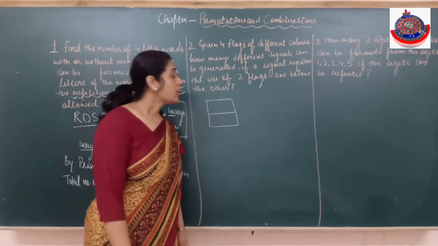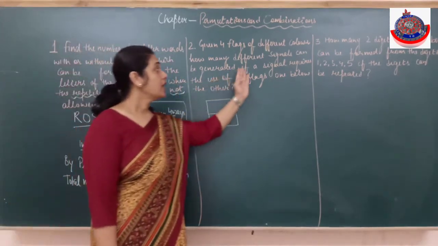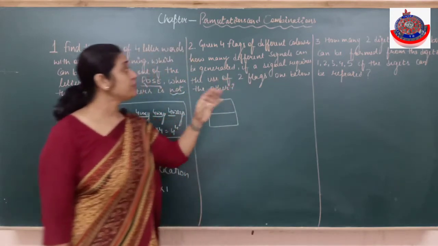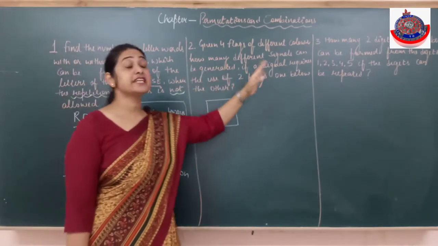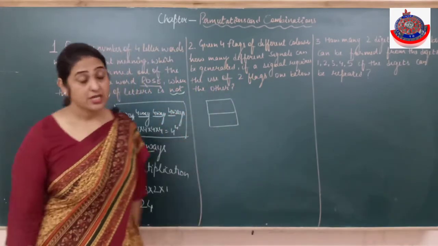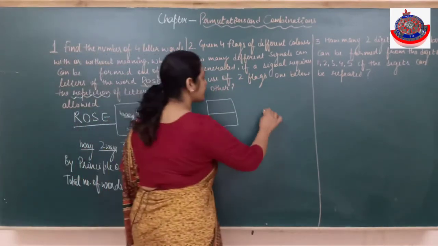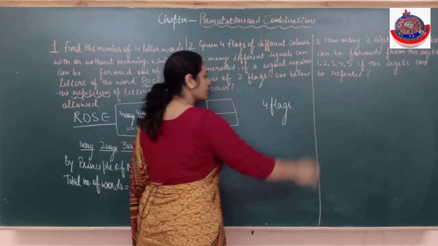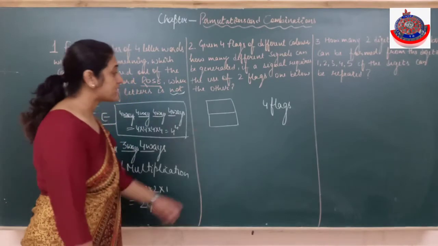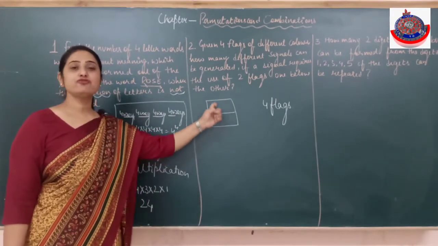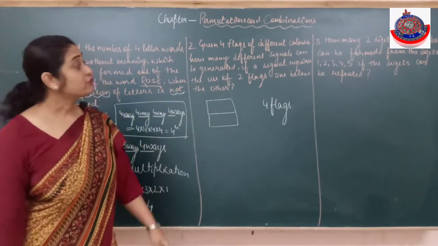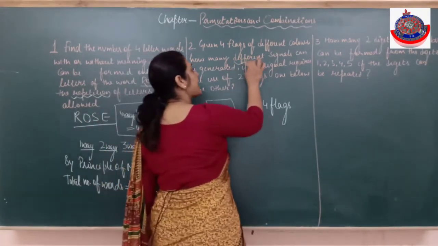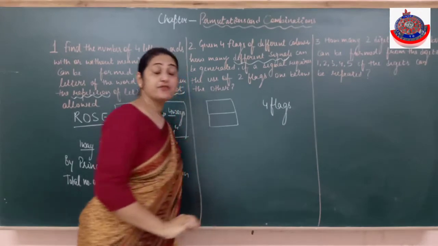Clear? Now if a signal requires 2 flags, one below the other, given 4 flags of different colors, how many different signals can be generated? How many flags do I have of different colors? I have 4 flags in total. But I have to use how many flags? I have to use only 2 flags. That means I have 2 blanks to fill. And he says how many different signals can be generated, different signals.